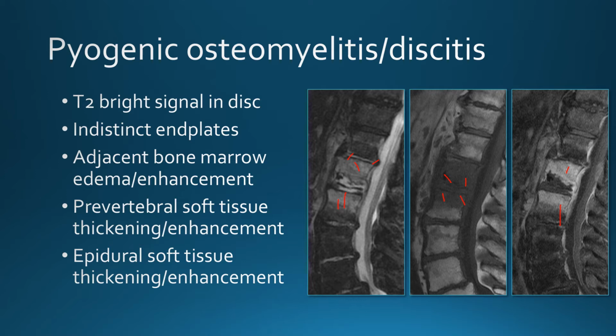The most reliable findings to differentiate infection from degenerative disease are the prevertebral and epidural soft tissues. So this prevertebral soft tissue thickening and enhancement, as well as the epidural soft tissue thickening and enhancement. These are generally not seen with degenerative disc disease, so they're probably the best findings to help differentiate degenerative disc disease from discitis.